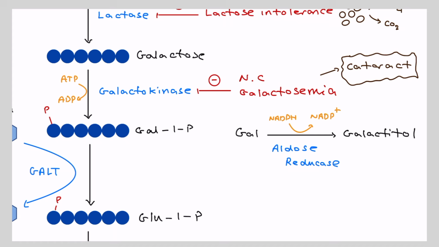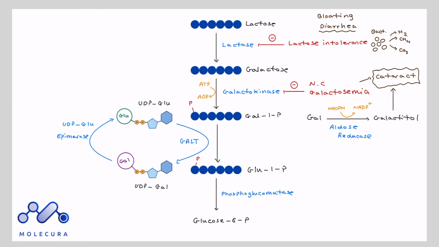Now, this reaction will end up causing accumulation of galactitol inside the lens and will end up causing cataracts, because this is going to be osmotically active and it will draw water excessively inside the lens, and the lens is going to get opacified and is going to get us cataract. So this is our non-classical galactosemia.